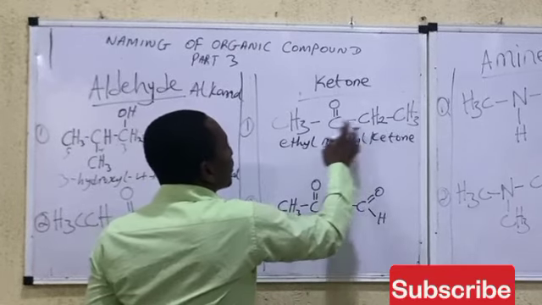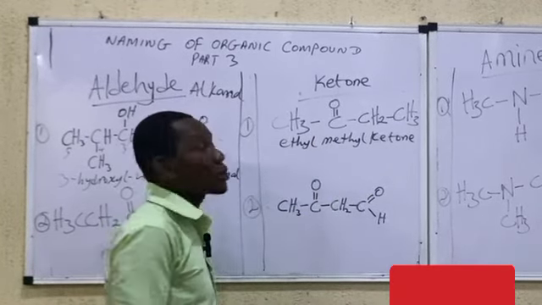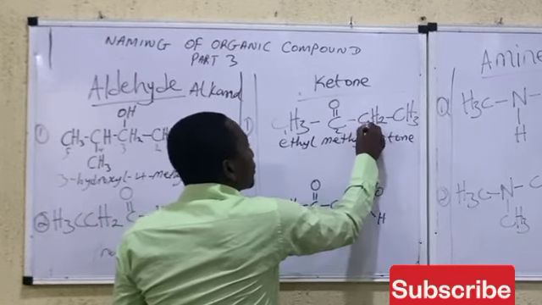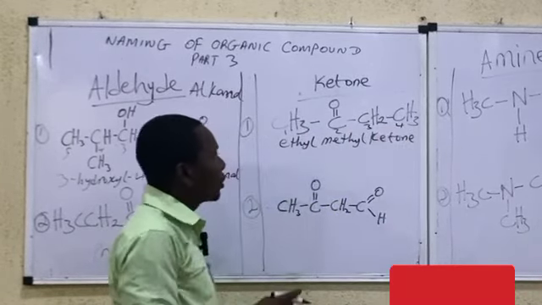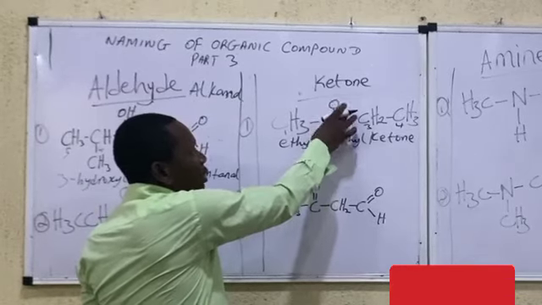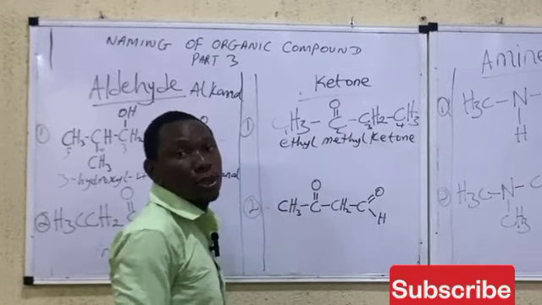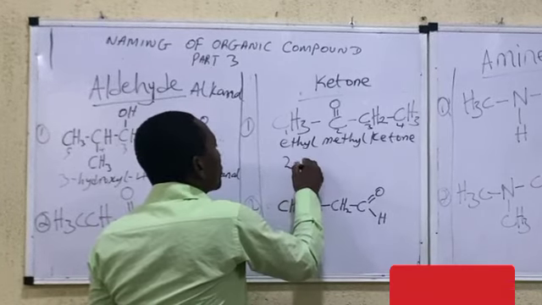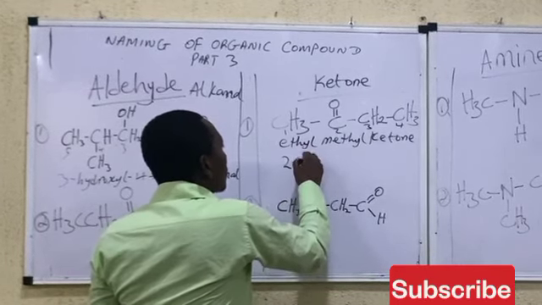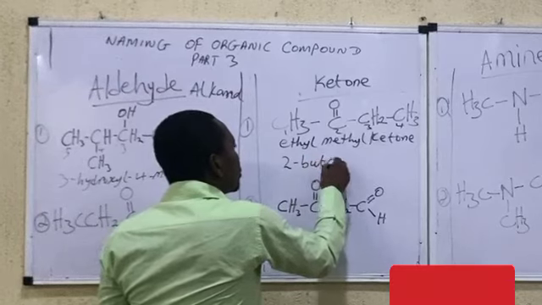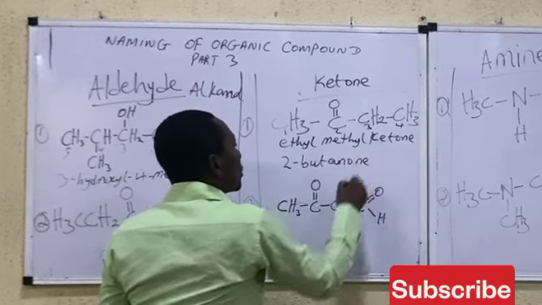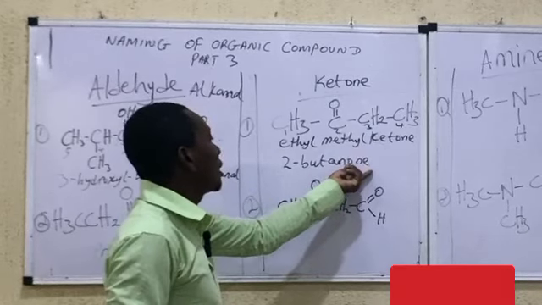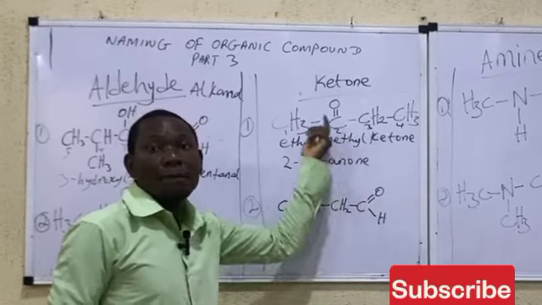But the IUPAC way of naming it, let's name this compound. We'll start counting from the side that will give the lowest possible number, which is 1, 2, 3, 4. Now, the functional group of the ketone is present at carbon what? 2. So we have 2-butanone. This 2 is indicating that this functional group is present at carbon what? 2.